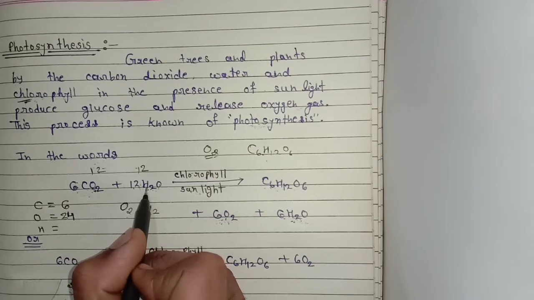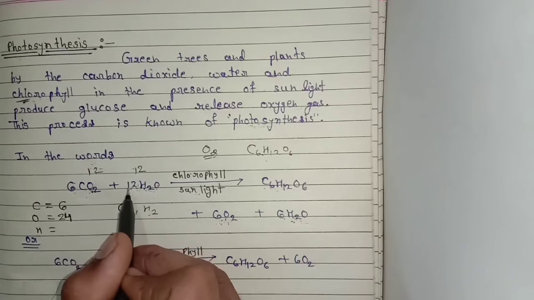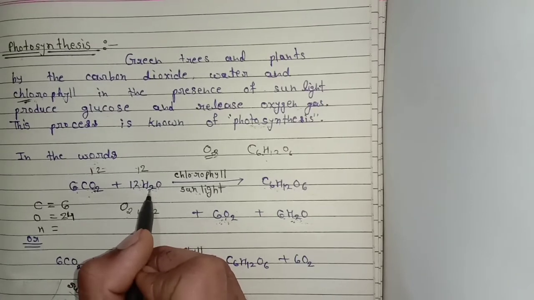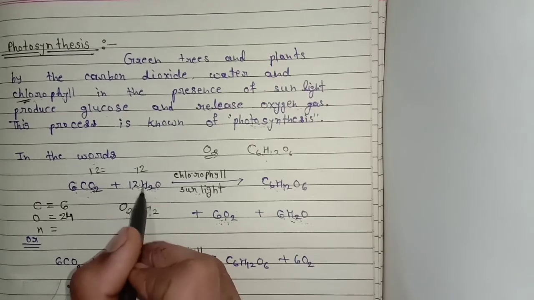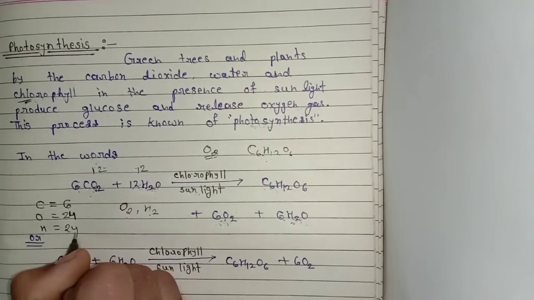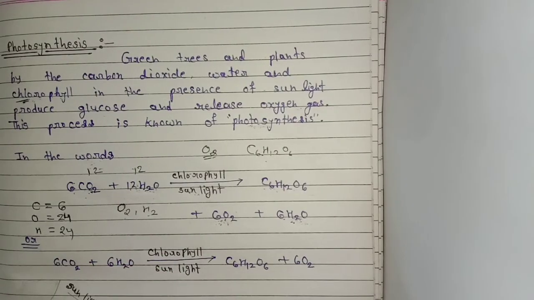Now hydrogen. Let's understand how many hydrogen atoms are present here. Hydrogen is also present in its molecular form, and that is 12. So the total number of hydrogen atoms is 24.